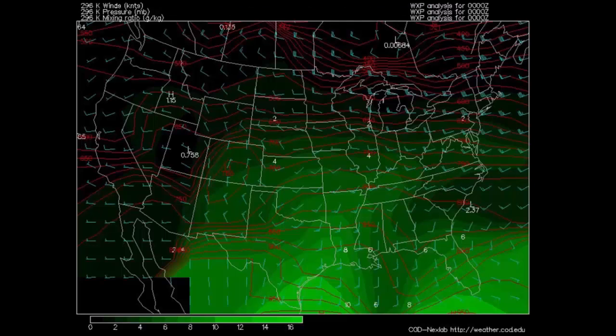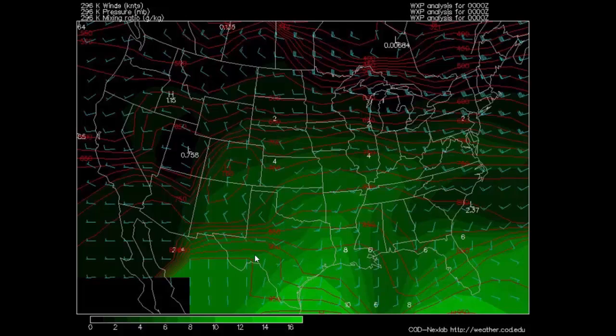Now, this map was dealing with isentropic analysis. So what we're looking for here is advection of your mixing ratio, where your mixing ratio is going to move to. One of the questions asked you what isentropic surface is shown on this map. If you look at the top left, it tells you the isentropic surface we're dealing with. We're dealing with 296 Kelvin, and if you look back in your notes, you would have seen that is dealing with spring.